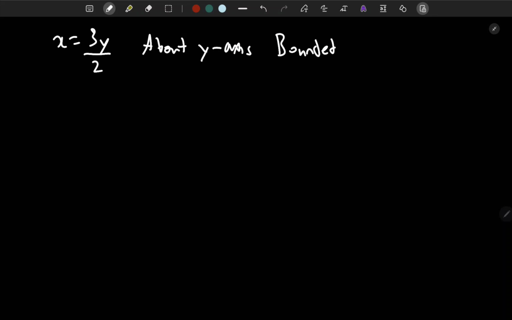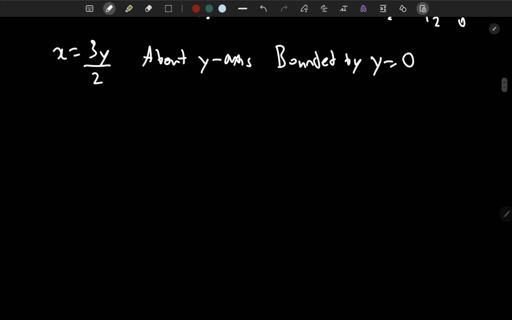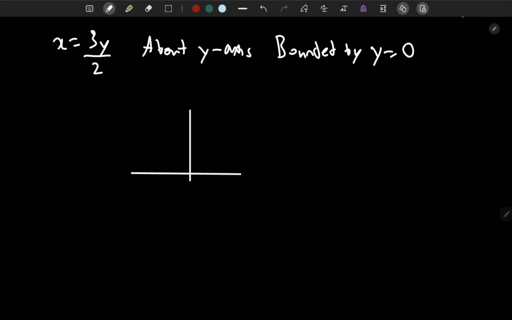So moving on, we have the line of equation x is equal to 3y over 2, and we are rotating about the y-axis, and we are also bounded by y is equal to 0. So again, let's graph this out. And remember, when we are rotating against the y-axis, we need the equation in terms of y, since it's going to be rotating like this.